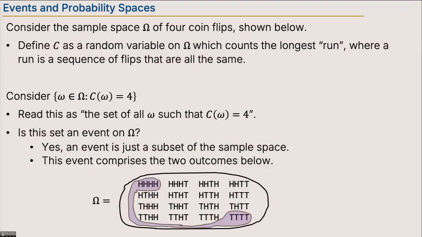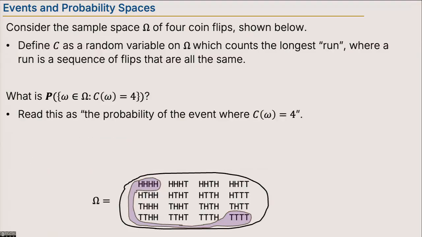Okay? All right. What is the probability of this event? Because remember, events have probabilities. Okay, so how do I get the probability of this event? Well, we're just going to add up the probability of the individual samples. So if the coin is fair, it's going to be just 2/16. That's the probability of this event.